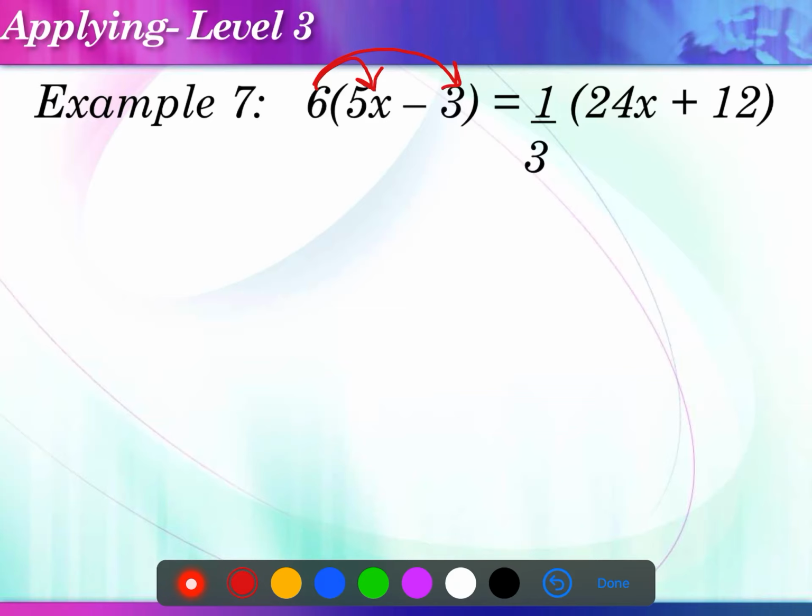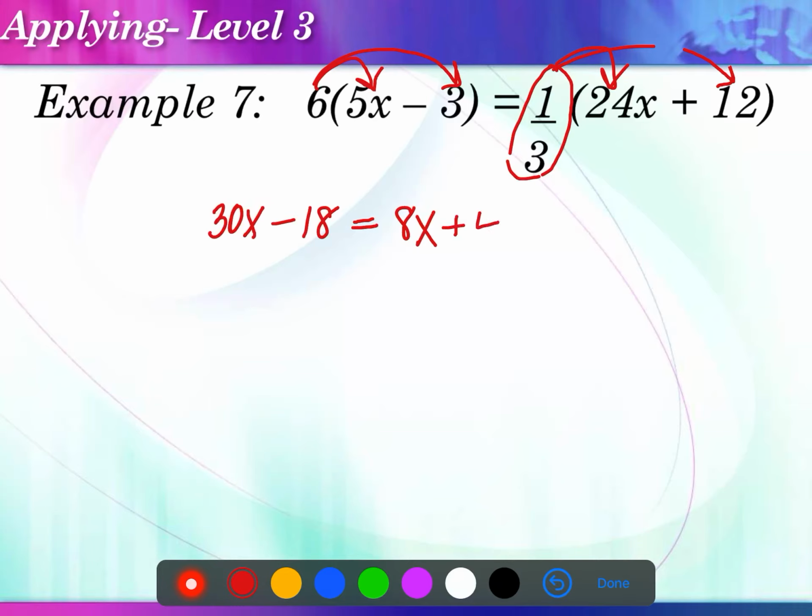So I see parentheses, I'm going to distribute. So 30x minus 18. And now this 1/3, okay, I'm going to distribute a fraction. It's not a big deal. Okay, so multiply across the top and across the bottom. It would be 24 over 3, which is 24 divided by 3. Okay, that's an 8x. And then this becomes plus 4. Okay, easy peasy to deal with fractions here.